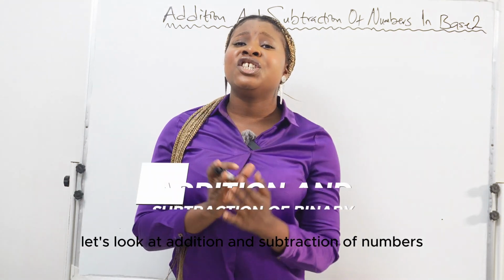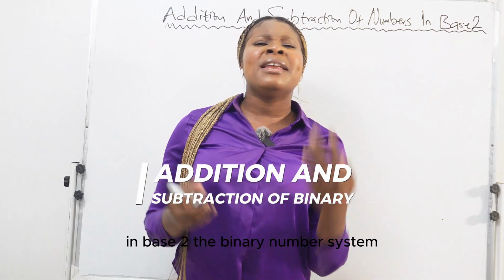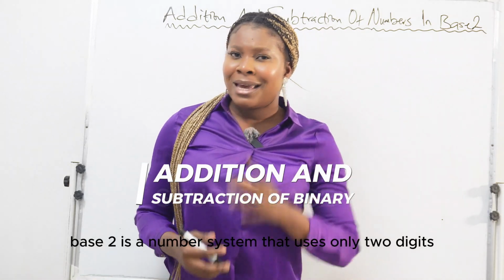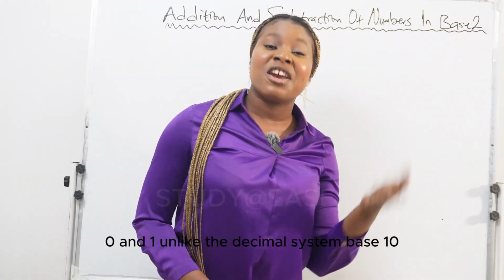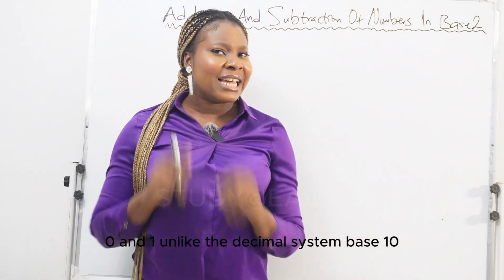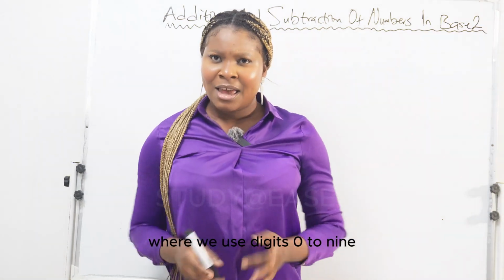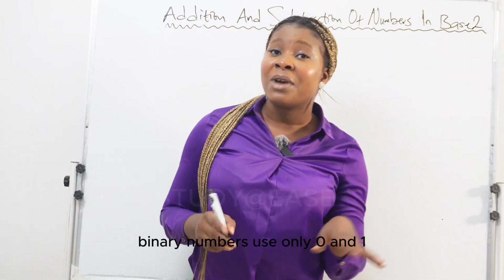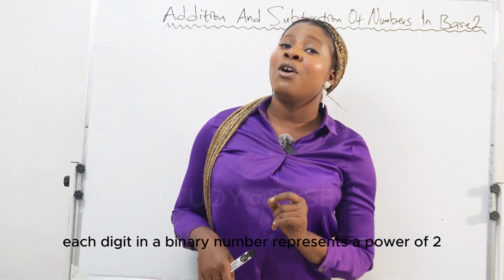Let's look at addition and subtraction of numbers in base 2. The binary number system, base 2, is a number system that uses only two digits, 0 and 1. Unlike the decimal system, base 10, where we use digits 0 to 9, binary numbers use only 0 and 1. Each digit in a binary number represents a power of 2.